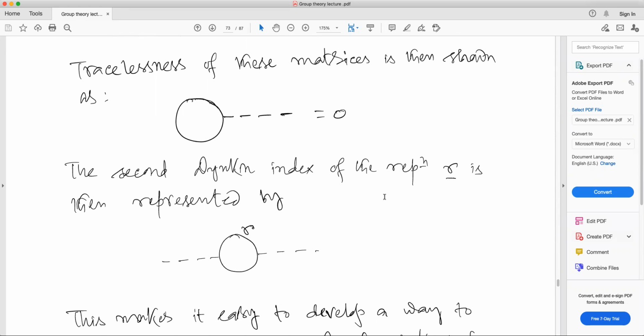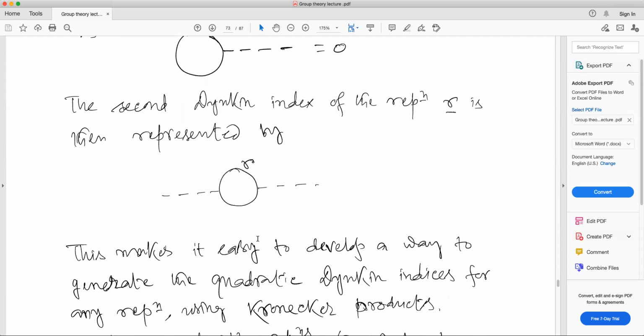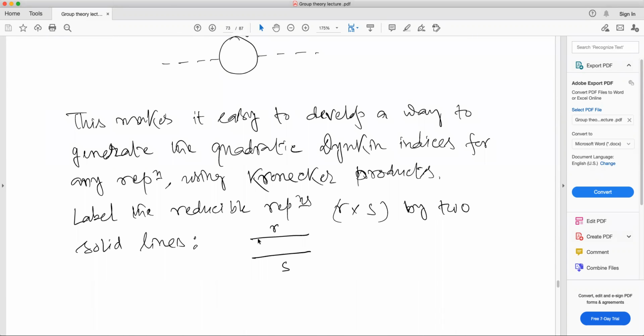The second Dynkin index of the representation R is then represented by a dotted line, a solid line, and a dotted line. This is like a Feynman diagram, the way we constructed this thing. This is another way of defining the representation, and it makes it easy to develop a way to generate the quadratic Dynkin indices for any representation using the Kronecker product.